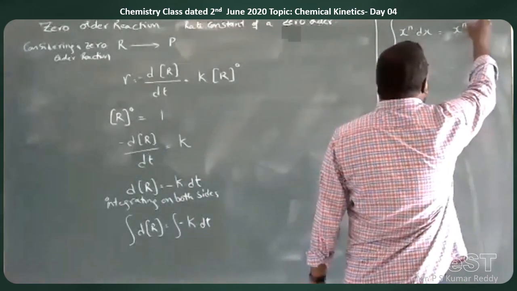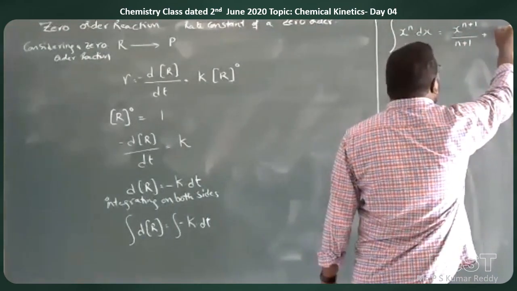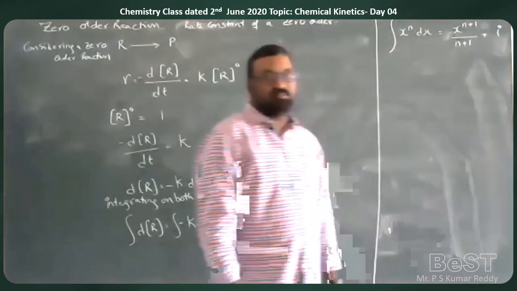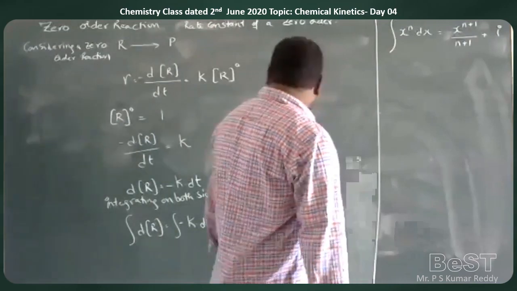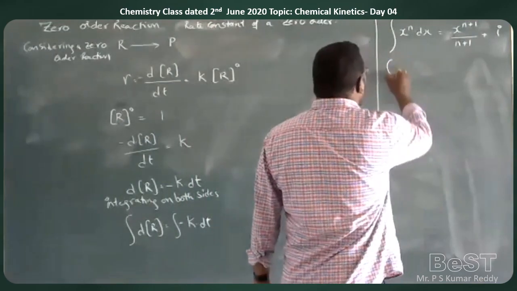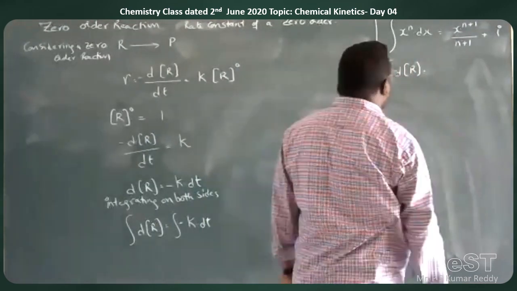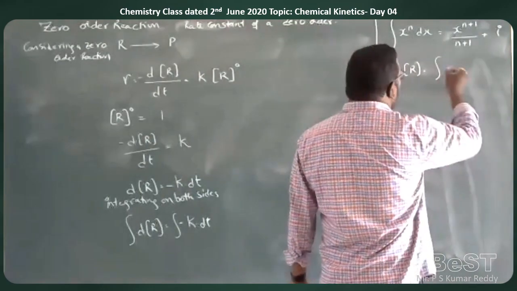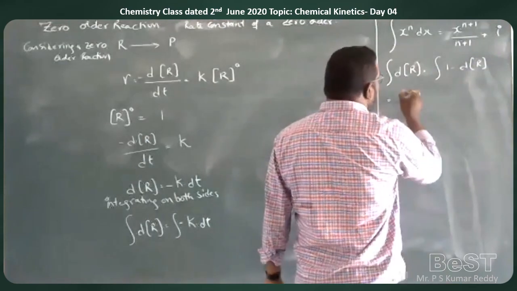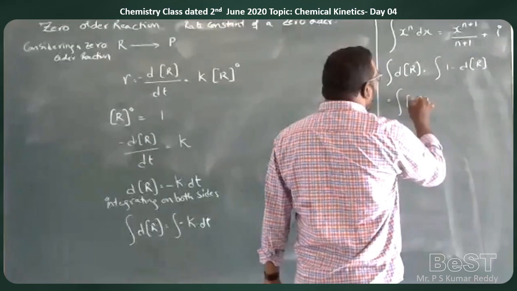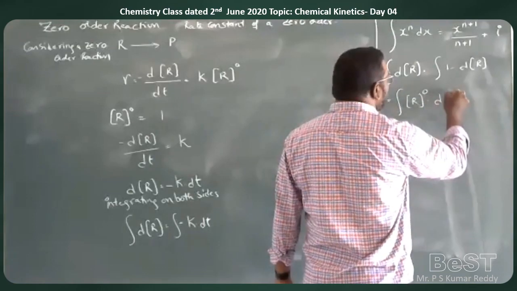x to the power of n plus 1 by n plus 1 plus c, or here I am taking I, where I is the integration constant, all of you know it. Now I am applying this to both of these. For example, integration of dr. How am I going to write this one? Integration of 1 into dr, which is equal to integration of r to the power of 0 into dr.